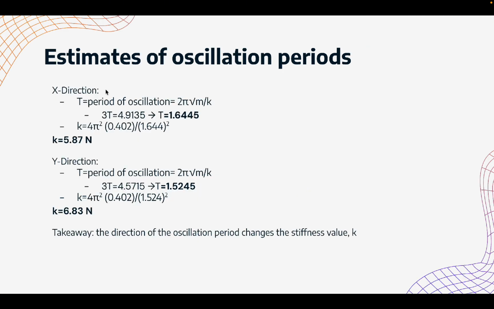And then we took the estimates, or we found the estimates of oscillating periods for each direction of the spring, because we were going to see if there was a change between the stiffness values and the direction that they're going. And initially I didn't think that there'd be a difference, but when we actually do the calculations and do these estimations, we see that there are different spring stiffnesses. So that was an interesting takeaway.